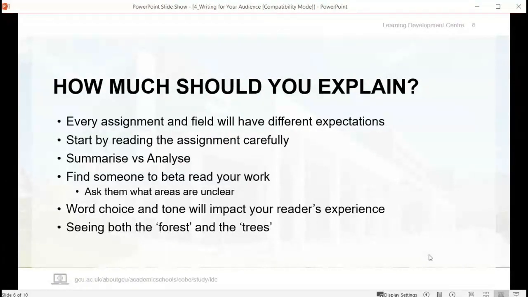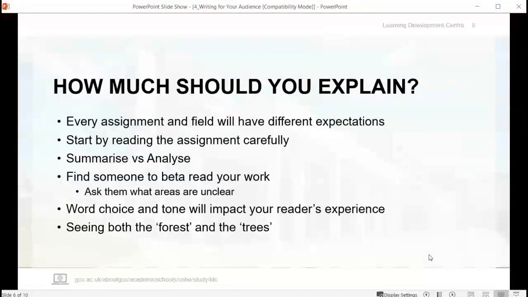Once you've written something, once you have something down, you want to find a beta reader. For those of you who are not familiar with the idea, a beta reader is a friend, a classmate, perhaps someone at the LDC, Learning Development Center, who can read pieces of your work, or if you find a very good friend who's willing to read the whole work, great, then they'll read the whole work. And it's a rough draft, so it's not meant to be perfect.